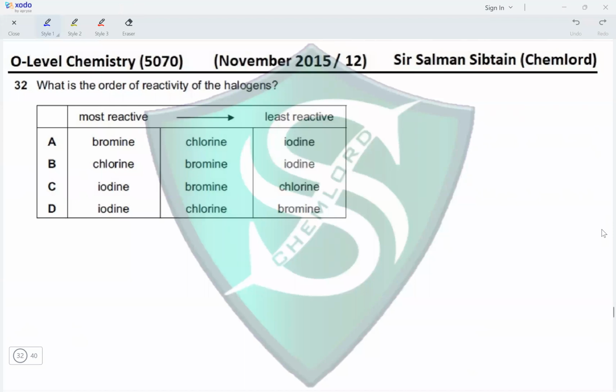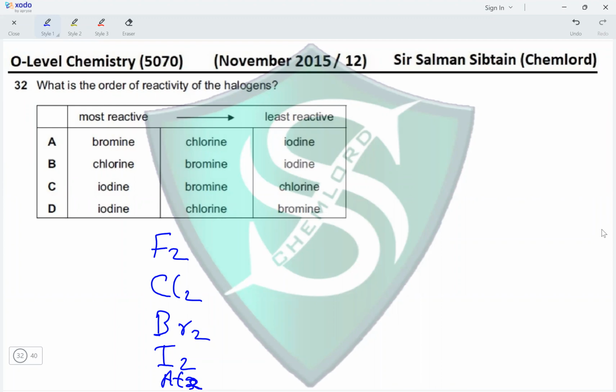Question 32. What is the order of reactivity of halogens? So, the reactivity increases down the group. Actually, the reactivity of halogens decreases down the group. No, for metals, the reactivity would increase. So reactivity decreases down the group. So the order in which the halogens are placed in the group is fluorine, chlorine, bromine, iodine, and astatine.